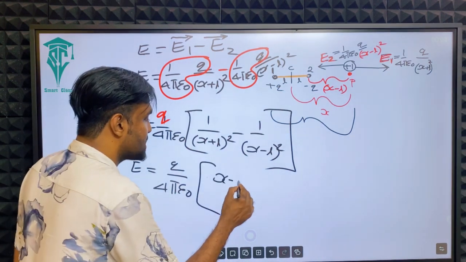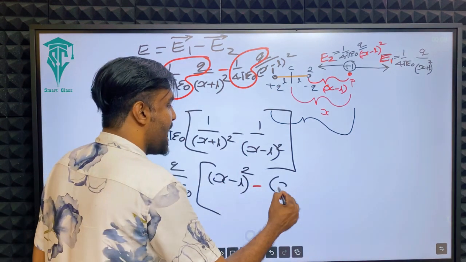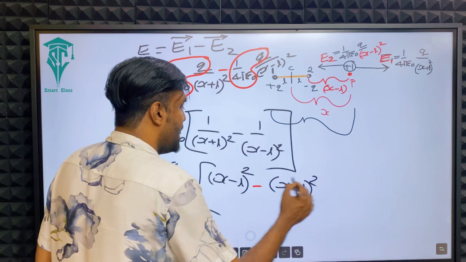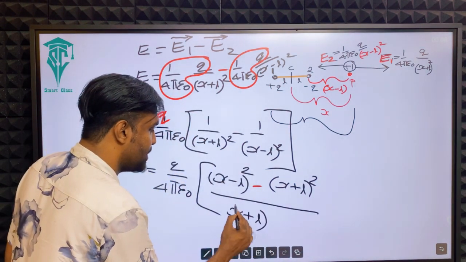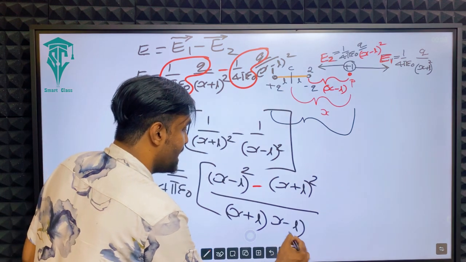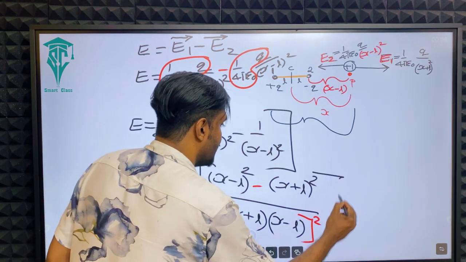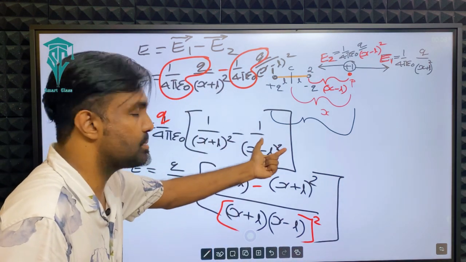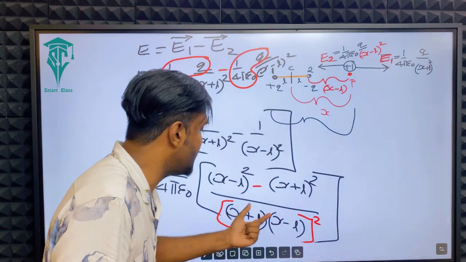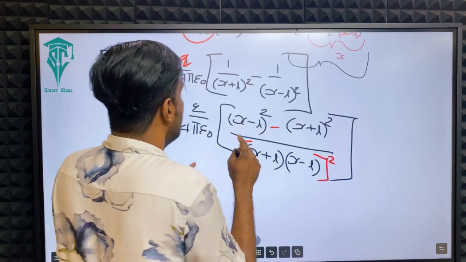What is that? (x minus L) the whole square, put that minus sign, after that (x plus L) the whole square, and divided by the multiplication, which will be (x plus L) into (x minus L) the whole square. Okay, guys, listen here. The denominator has (x plus L) the whole square and (x minus L) the whole square, so (x plus L) into (x minus L) the whole square will be there. And please expand.